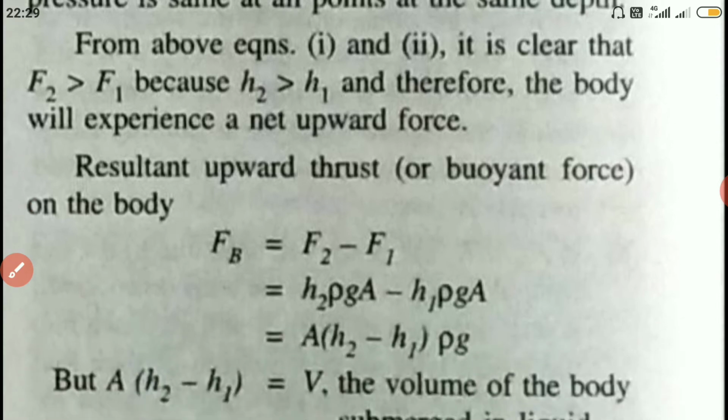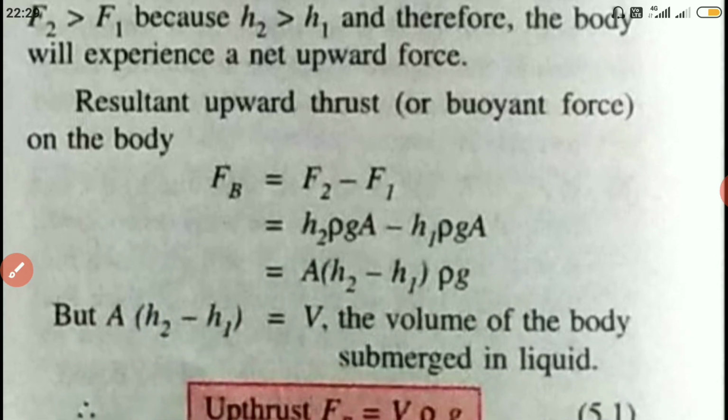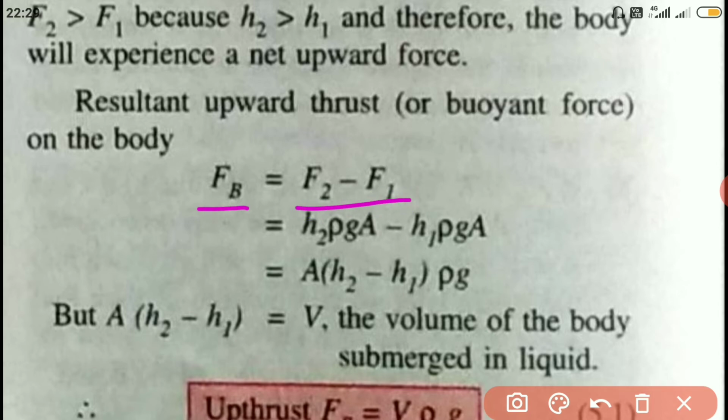Now, the resultant upthrust or the buoyant force on the body should be F2 minus F1, right? The buoyant force should be F2 minus F1. Now this was also proved in the previous video actually, only the values were not calculated.